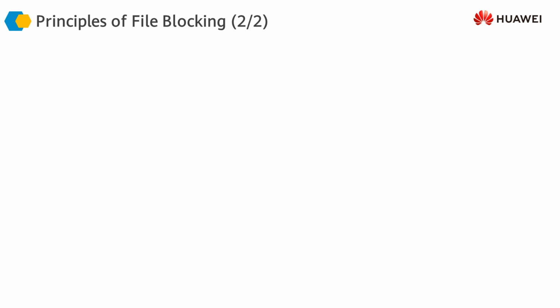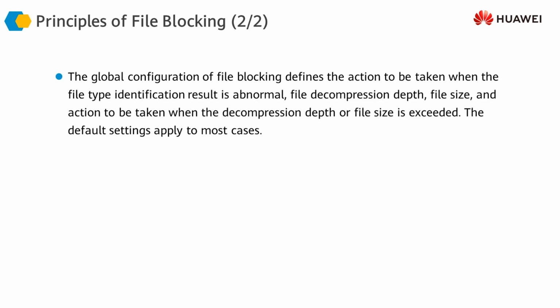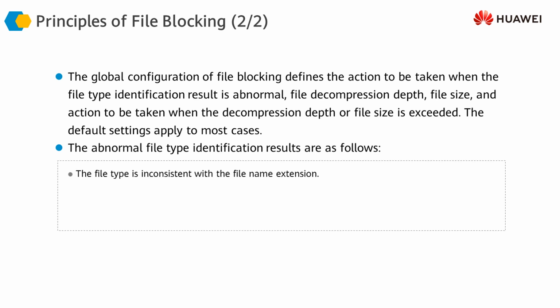When we are configuring file blocking on our firewall, there are certain global configurations that we can do, and we can define certain actions for different scenarios of file transfer within our network. This will be clearer when we look at the configurations later on in these videos. However, just to give you an overview, we can define the actions in certain cases where the file type is inconsistent with the file name extension. As I said, the name extension could be different from the actual file type. If these two are inconsistent, we could define a global action for the situation.